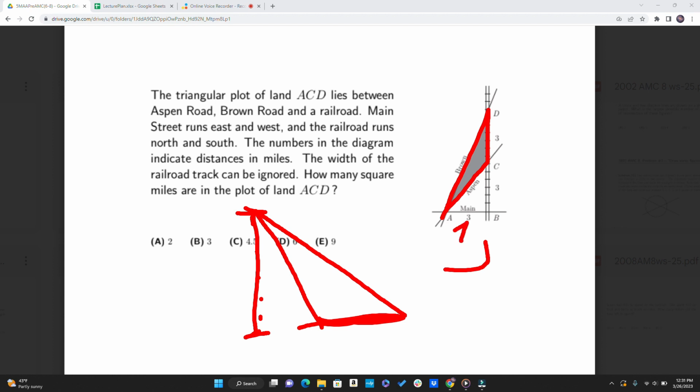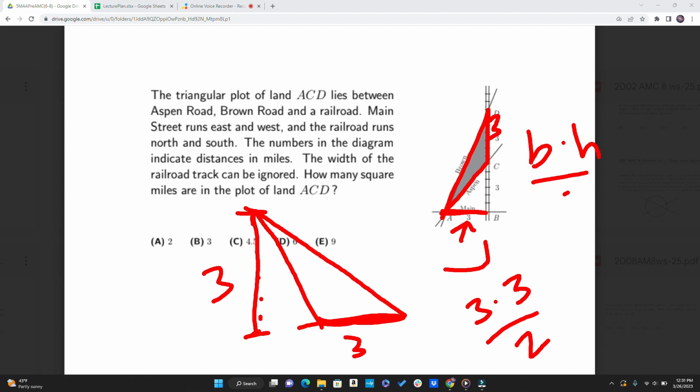Okay, so what's our height? Well, we can see here that height is 3, right? To get from the top to bottom. So here's our height of 3. And then from Aspen to Brown, we see that this distance is also 3. So here's 3. So what's the area of that triangle? Base 3 times height 3 divided by 2. Remember, area of a triangle, base times height over 2 is 9 over 2. That's 4.5. Answer choice C.